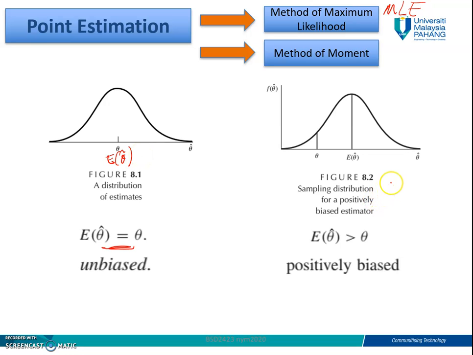But if you look at this figure 8.2, the sampling distribution for a positively biased estimator, you can see this is where your expected theta head should be, but then you have it here. So this one is greater than this one. So it's positively biased. So bias is not good.